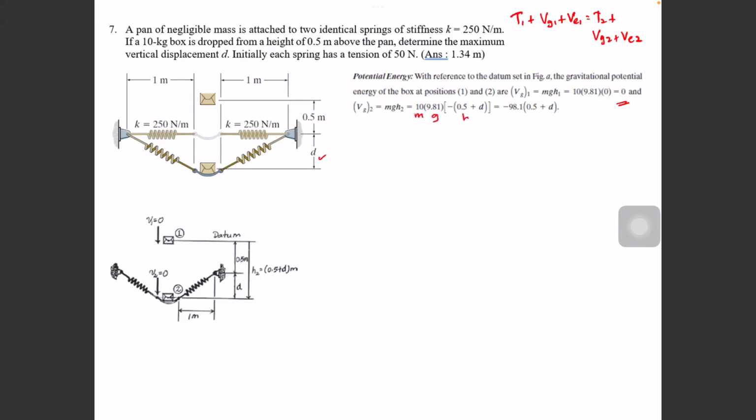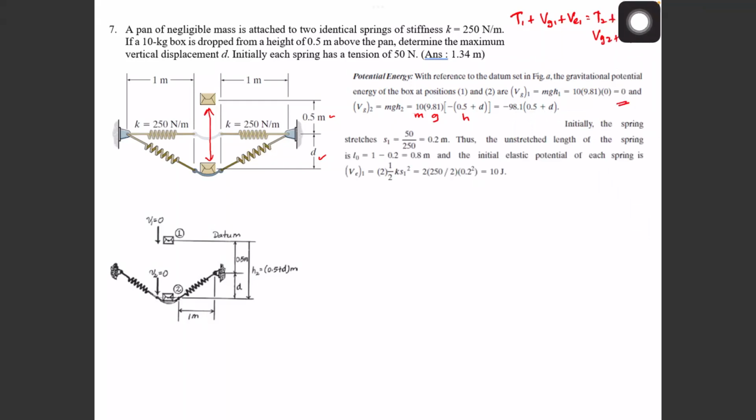H adalah is kosong 0.5 plus D. Okay, distance between top to bottom. Apa distance dia? You have 0.5 plus D. Right? Minus sebab dia berada di bawah datum. It's located below datum. So you need to put minus sign. Okay. So simplified, you have minus 98.1 times 0.5 plus D. Right.